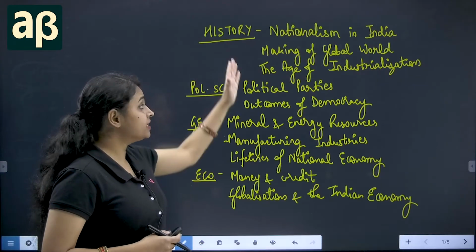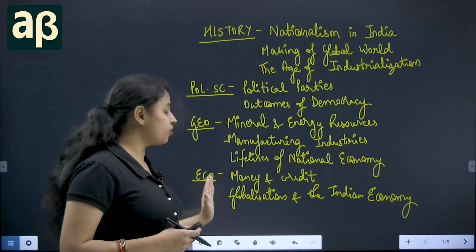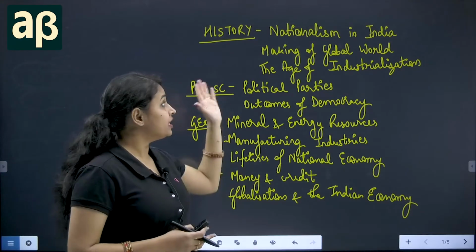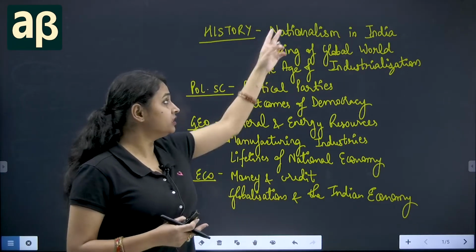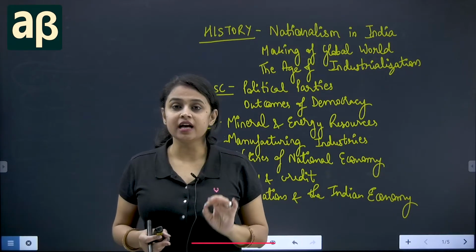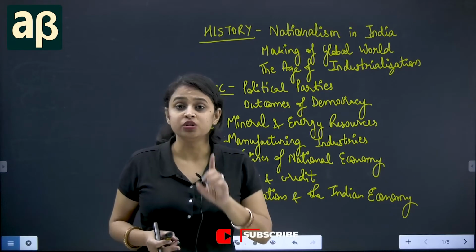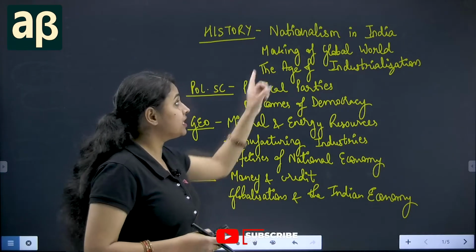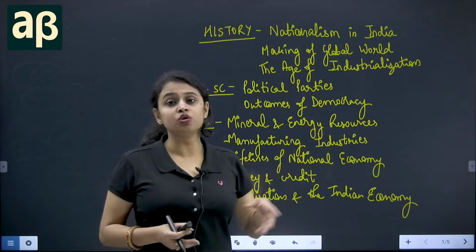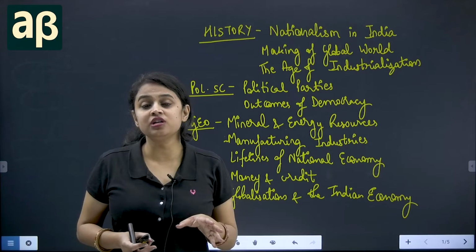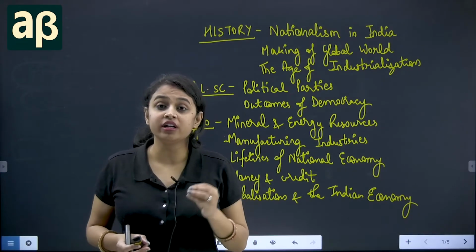So this is your syllabus. History, political science, geography and eco. Now in history, we are getting just one chapter. You must be thinking that I have written 3 chapters. Why have I written that? I am going to tell you. In your board examination, you will just get one chapter from history, that is nationalism in India. However, these 2 topics, making of the global world and the age of industrialization, are to be assessed only in your periodic tests.